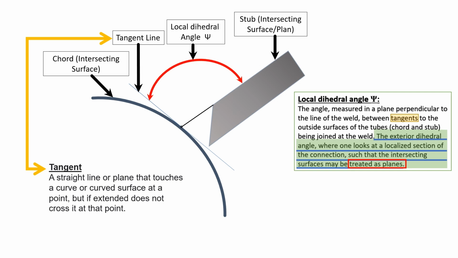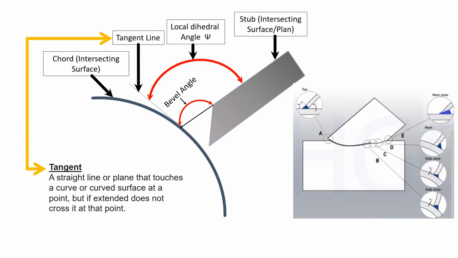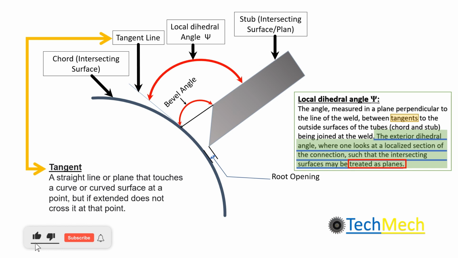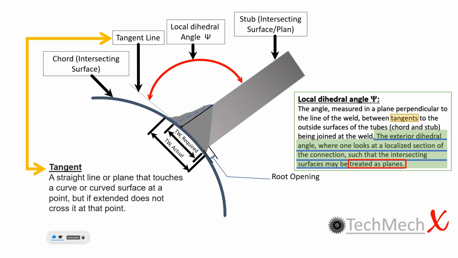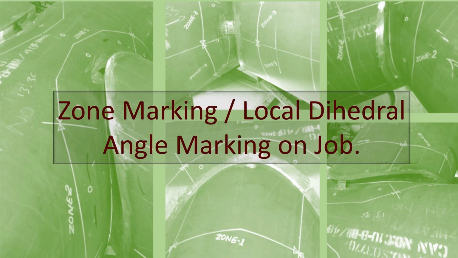Now, I will briefly talk over the remaining elements of the weld joint. First is bevel angle. Bevel angle is the angle between the bevels of the joint members. In case of a TKY weld, the bevel varies with respect to the dihedral angle at various zones. Root opening is the separation at the joint root. TW required is the required weld size as per drawing or construction code or standard. The TW actual is the actual achieved weld size after welding. Zone marking, local dihedral marking on job.